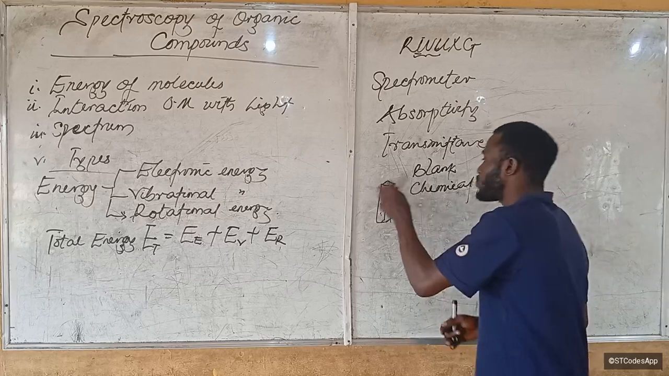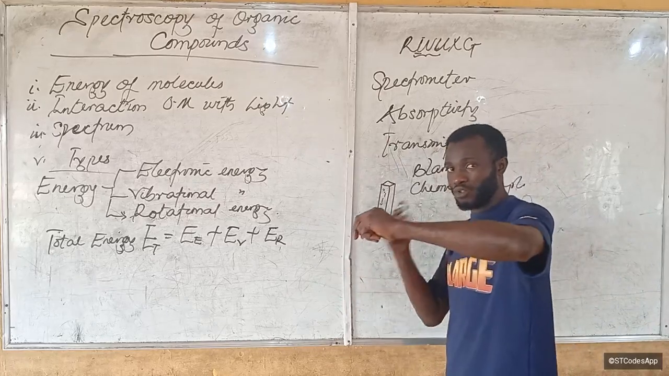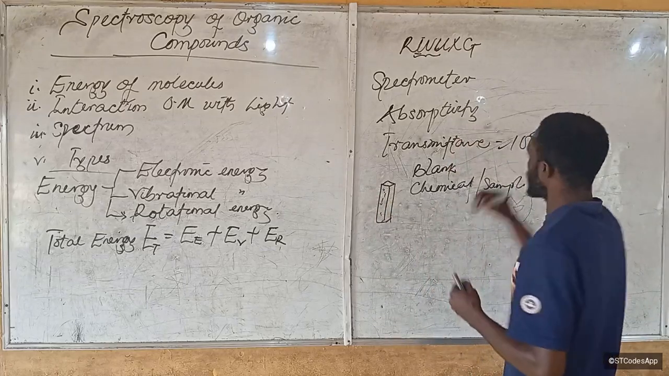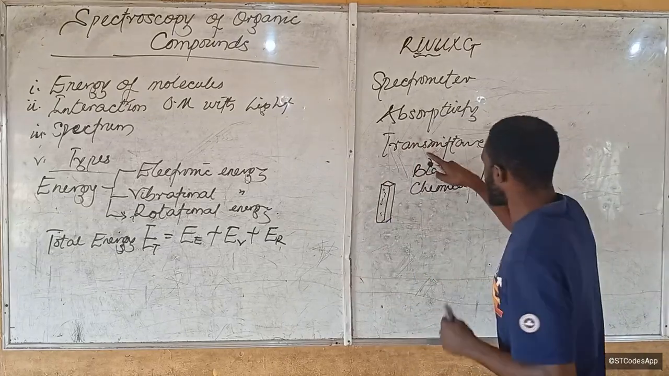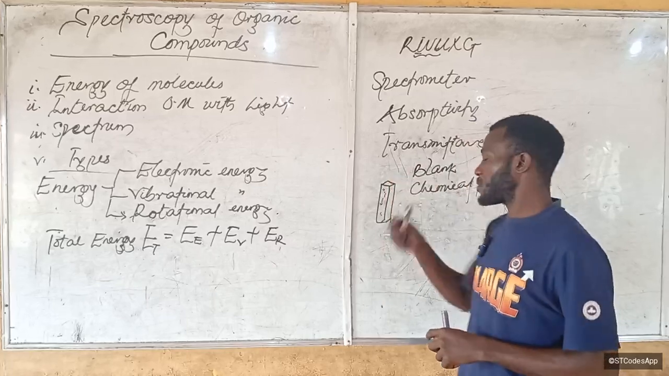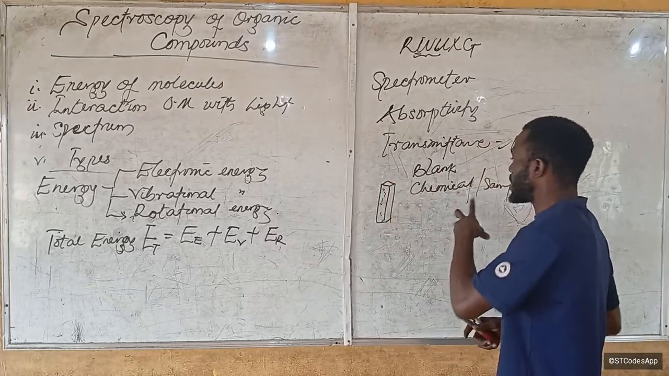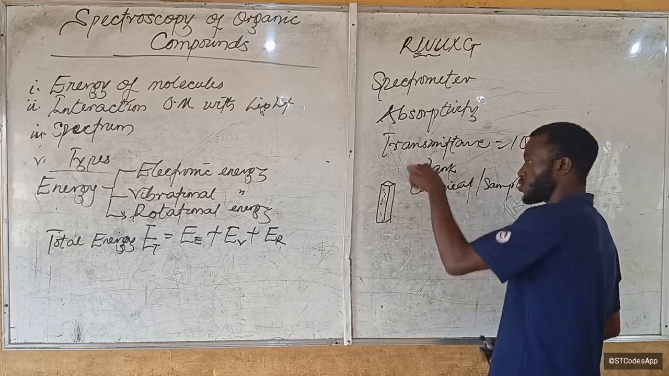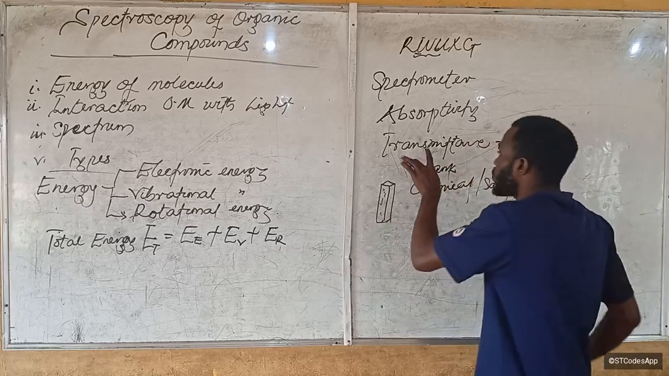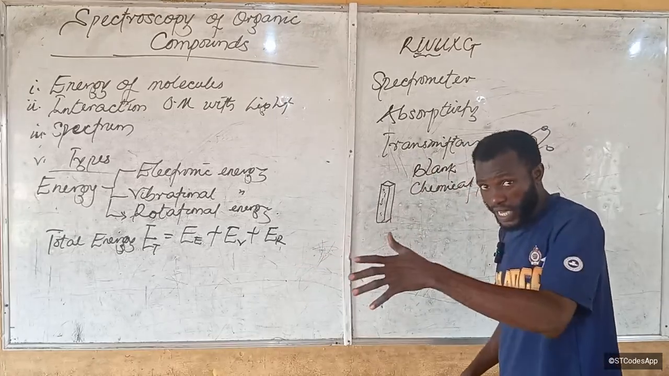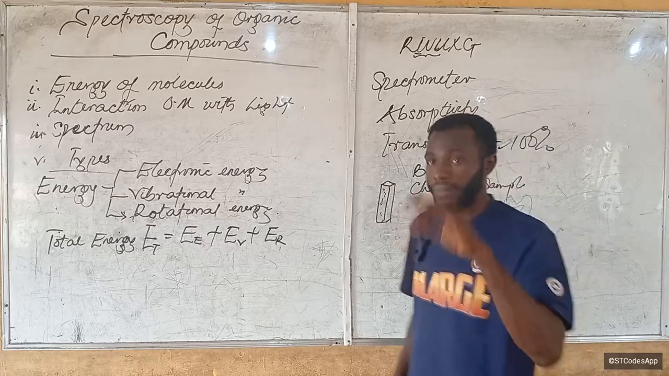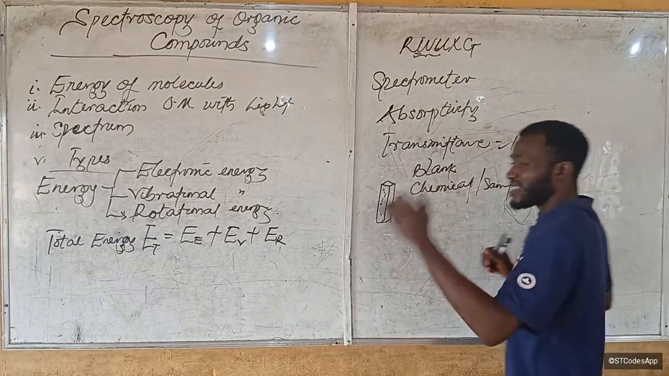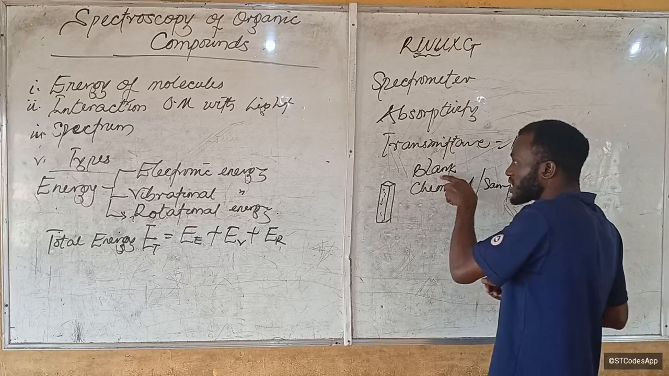Now, when you put the blank in the system, you set it to 100% transmittance. Here's what that means. When you set the transmittance to 100%, it tells the machine that this blank, the chemical in which the sample is dissolved, allows 100% of light to pass through. Even though all substances have their own degree of absorptivity, you have set it so that it takes this as your blank.